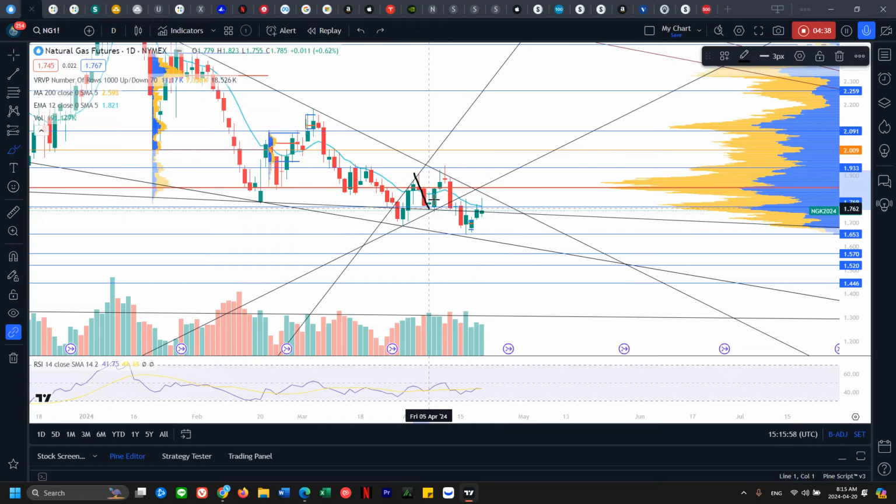Also, if we do break out of this falling wedge bull, on this bull side, you can see, and reject from there makes the right shoulder, we could backtest this falling wedge as support and bounce off of it. That would be the perfect setup. But we don't always get perfect setups.